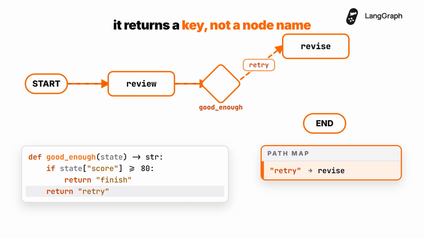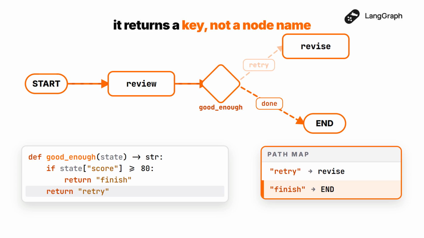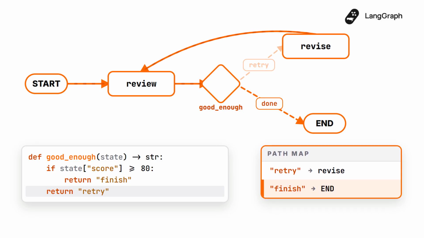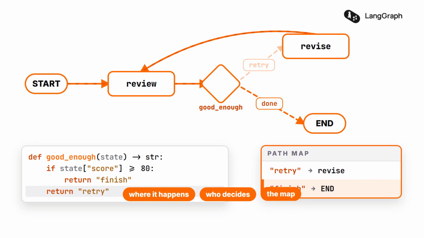Retry goes to the revise node. Finish goes to end. Why the extra step? Because your routing logic should read like the decision it is making, not like a list of function names. Rename a node tomorrow and the router still says retry and finish. Wire it up with add conditional edges, which takes three arguments. Where the decision happens, the function that decides, and the map.